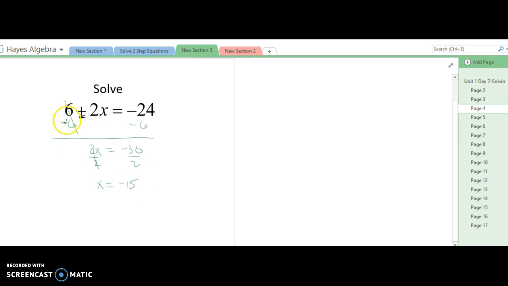Okay, so again, we get rid of the 6 by subtracting it. We get 2x by itself. How do we get rid of the 2? Through division.